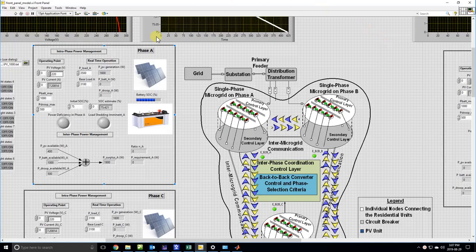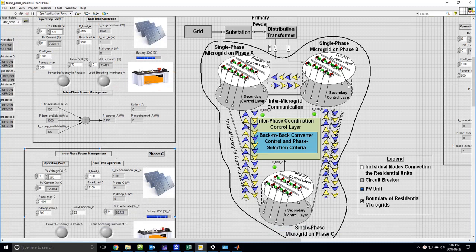Alright, so for case number 5, we are demonstrating that all of the three phases have power deficiency and there is no surplus power available. So in this case, what we're trying to do is that all of the phases, phase A, phase B and phase C, will have load power greater than the base loads. For demonstration purposes, I have set phase A as 3500 watts, which is 400 watts greater than the base load.